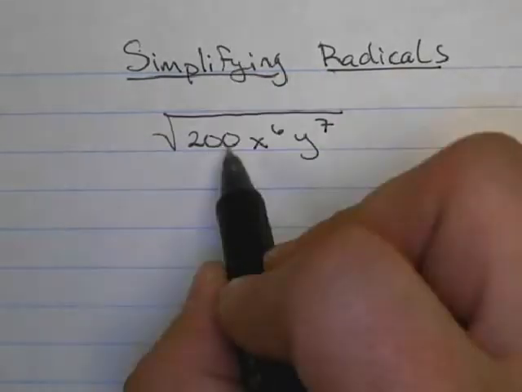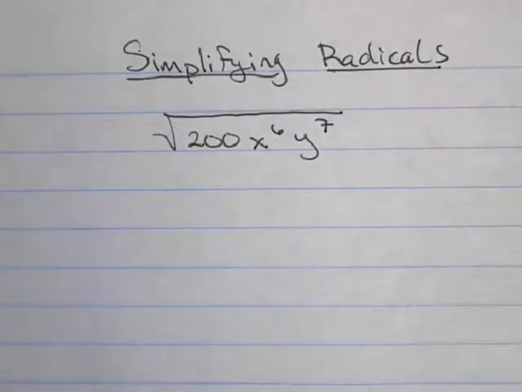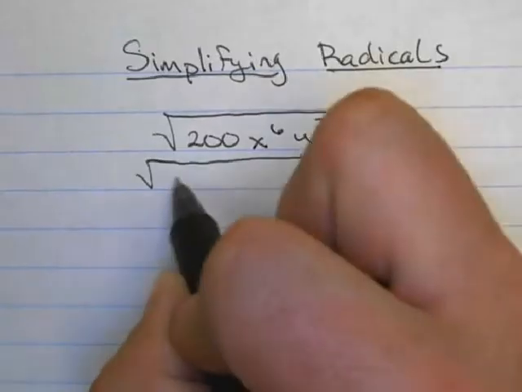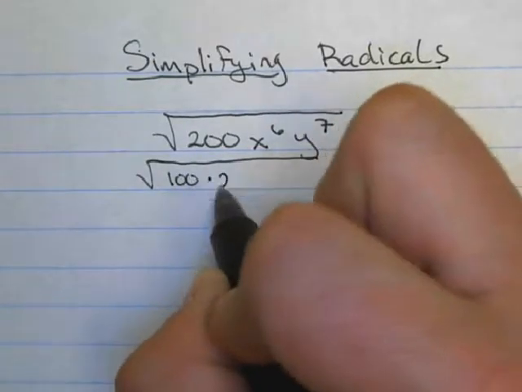So when I look at the number 200, what's the largest perfect square number that I can factor out of 200? Well, 200 can be written as 100 times 2.